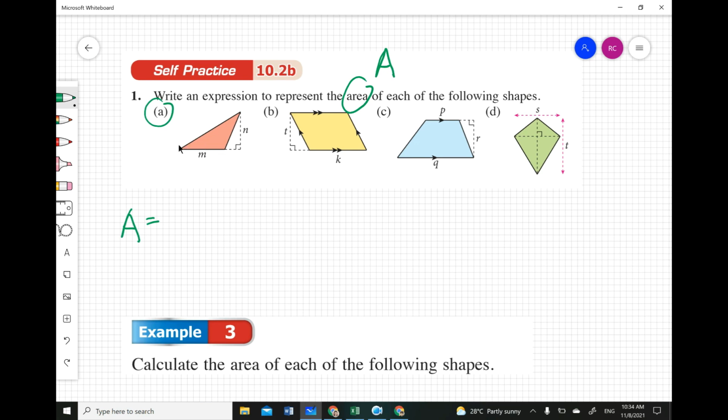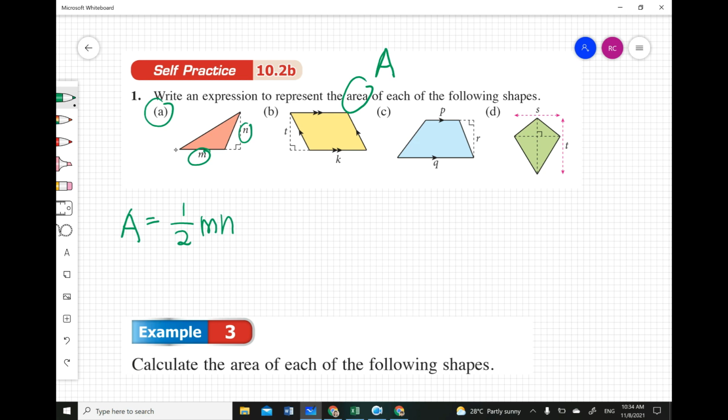The formula to get the area of a triangle is 1 over 2 AB, isn't it? So it will become 1 over 2. The A is what? M. Yes, very good. And then, you see how? The N will be the height. So it is 1 over 2 MN.